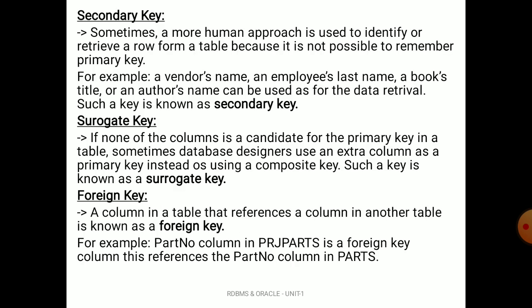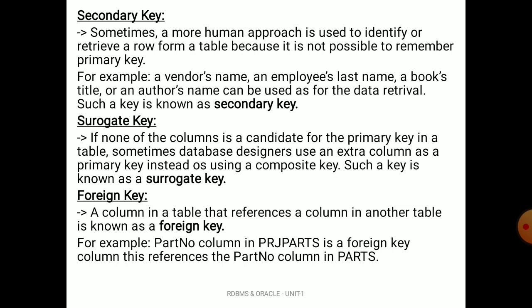Okay. Next one, secondary key. Sometimes a more human approach is used to identify or retrieve a row from a table because it is not possible to remember the primary key. So you want to set a second column as a key. That key is called a secondary key. For example, a vendor's name, an employee's last name, a book's title, or an author's name can be used for data retrieval. Such a key is known as a secondary key. In a single table, if you want to create an extra key, it is called a secondary key.